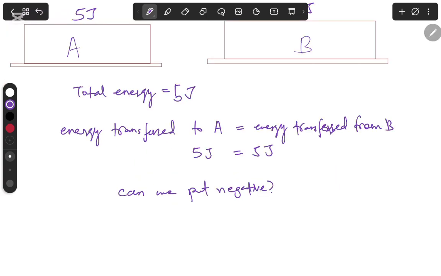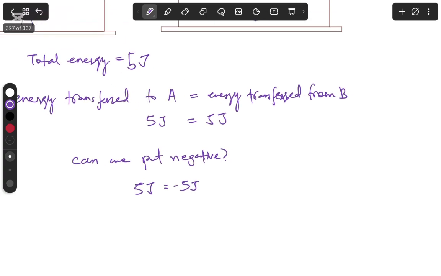Now, can we put negative signs here? A got 5 joules of energy. And the energy transferred from B, let's say, since energy was lost, we put minus 5 joules. Many students think like that. Okay, energy is being lost, let's put the minus sign. It makes sense. But that's not correct.